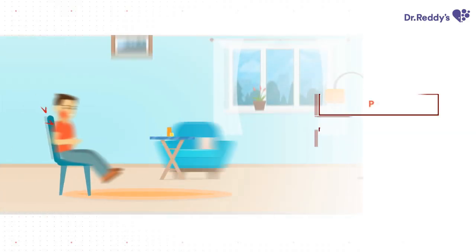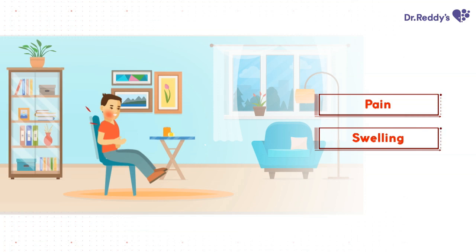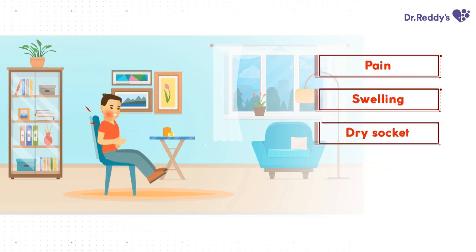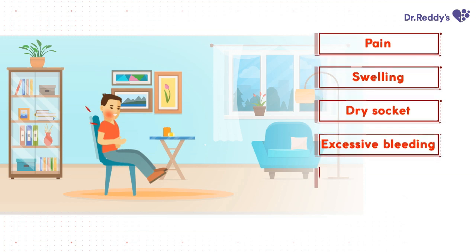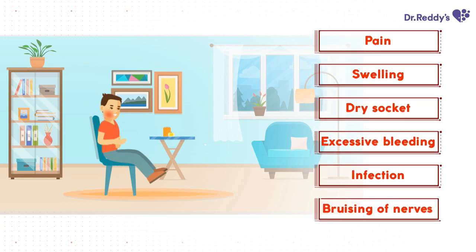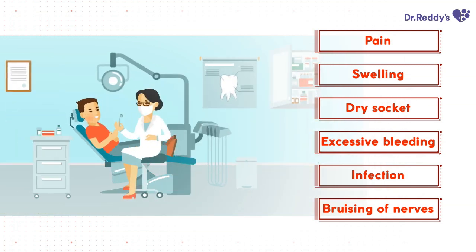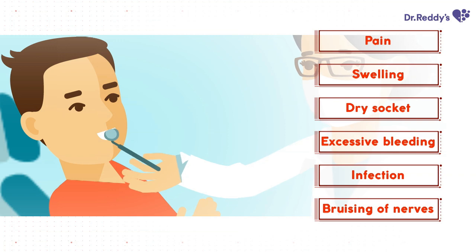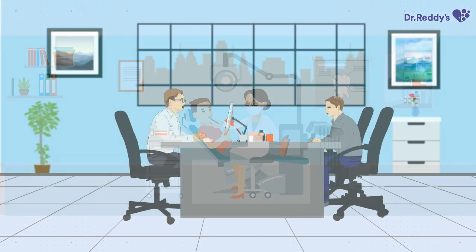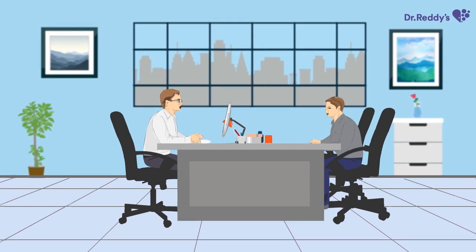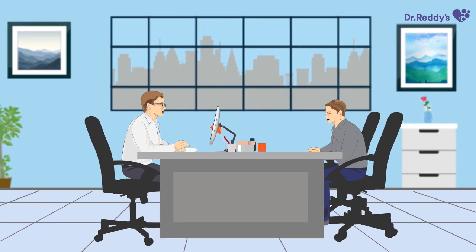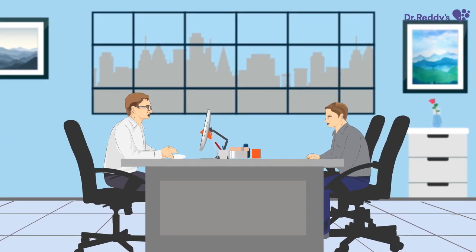The chance of complications is about 10%. Along with pain and swelling, uncommon side effects include dry socket, excessive bleeding, infection, and bruising of nerves. With appropriate clinical care during the procedure and by adhering properly to the post-operative instructions, all of these can be easily avoided. But do not worry, we will closely monitor you following surgery. Your first follow-up will be 4 to 7 days following surgery to remove the stitches.